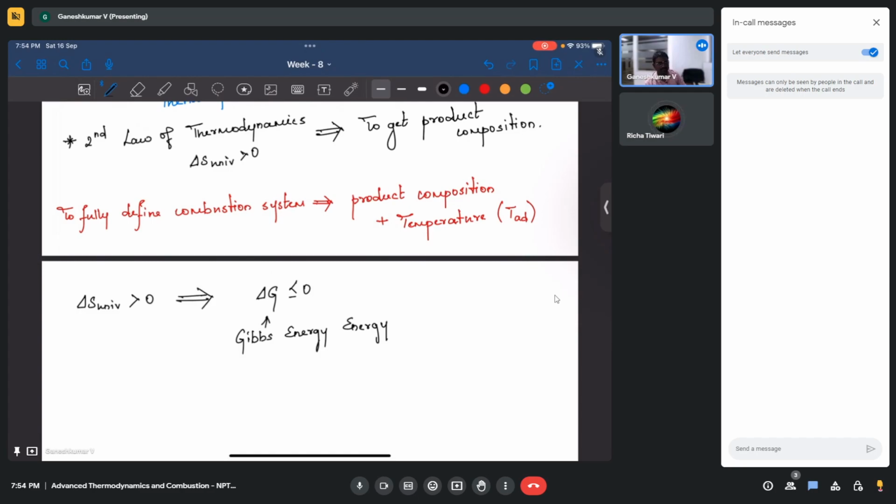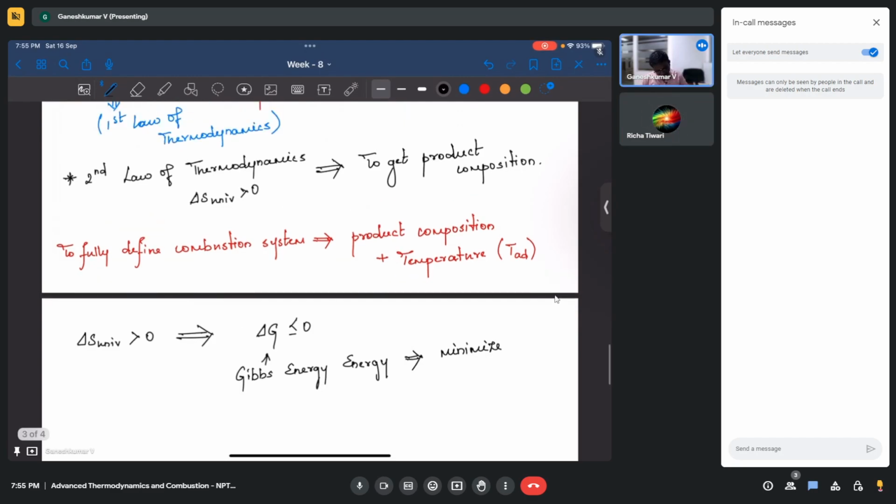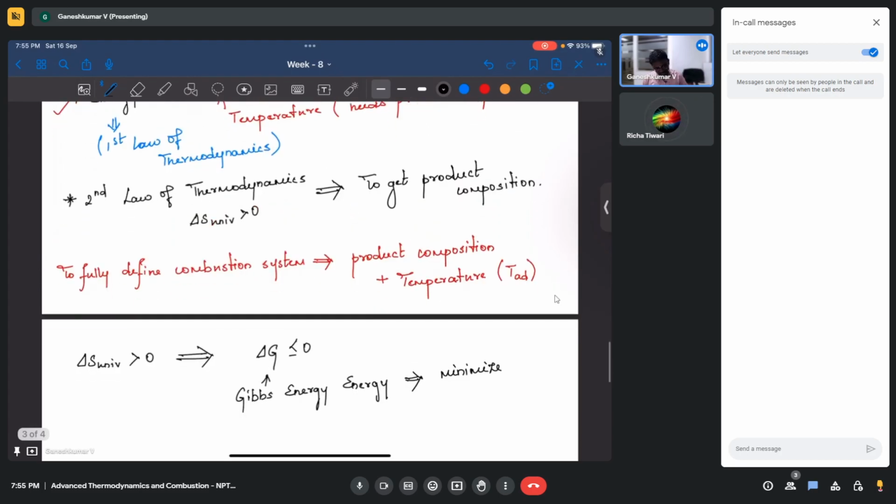When you minimize the Gibbs free energy, you will end up getting the equilibrium. Minimizing Gibbs free energy is nothing but maximizing the entropy. So delta S universe is always greater than zero, you will have maximized entropy, and the universe always tends to go there. That is the reason we use the second law of thermodynamics to find the product composition. Now we have to use Gibbs free energy, and for that we need to know.